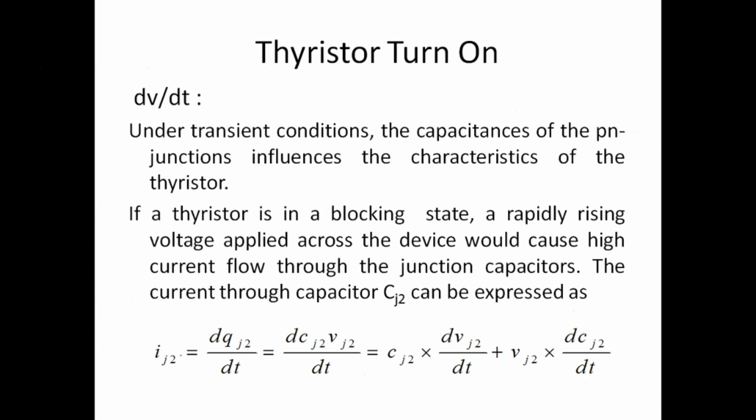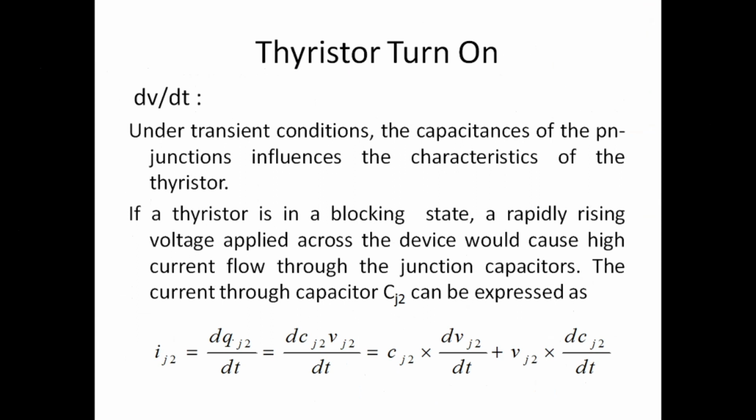What is the current formula? Charge crossing a unit cross section per unit time. So I is equal to dq by dt, where dq means change in the charge. What is the formula for q? If you are considering junction J2 as a capacitor, the charge stored in a capacitor is Q equal to C into V.